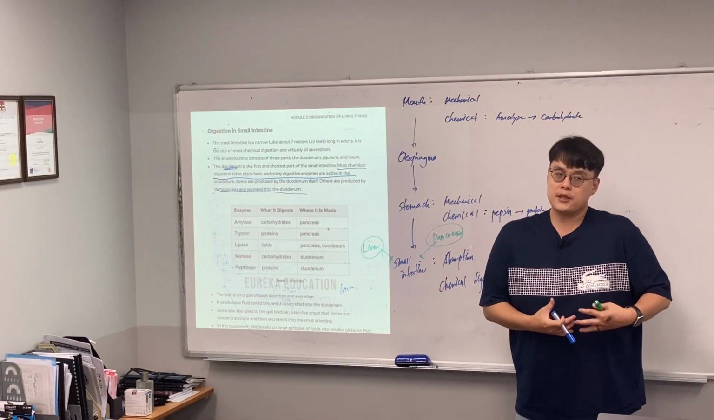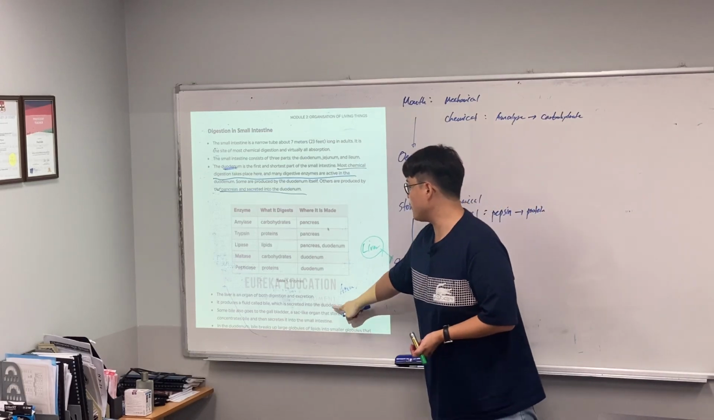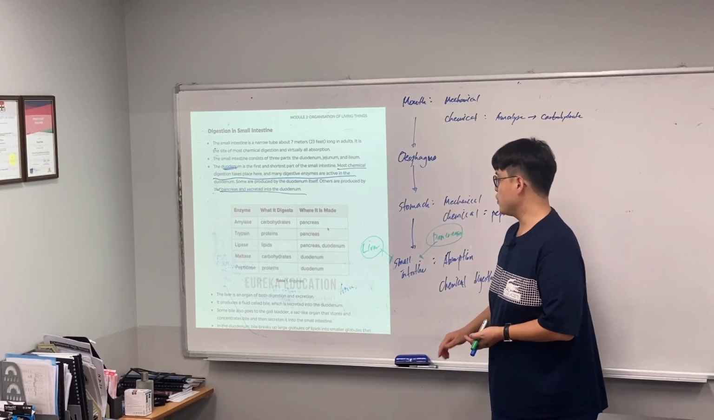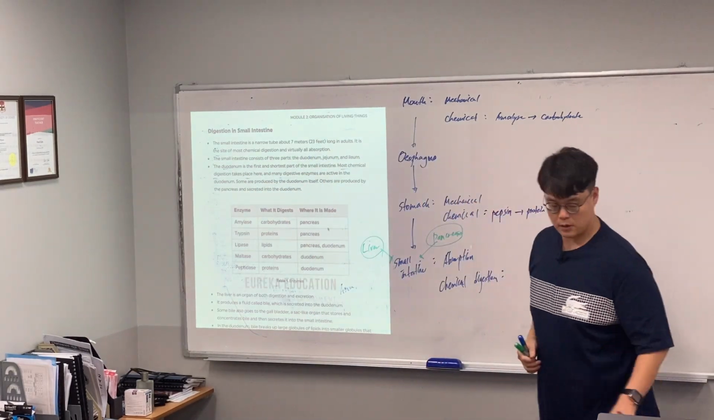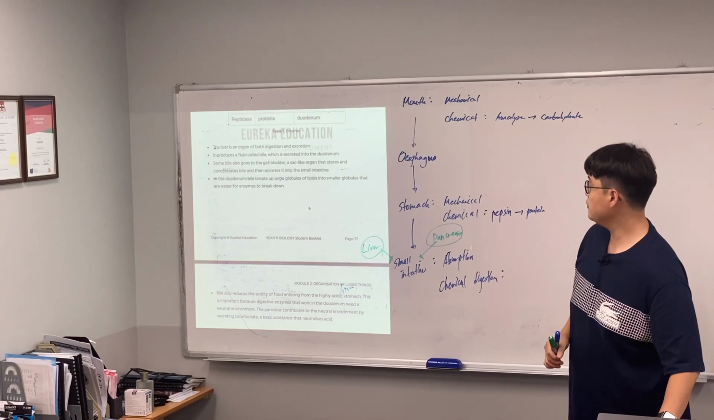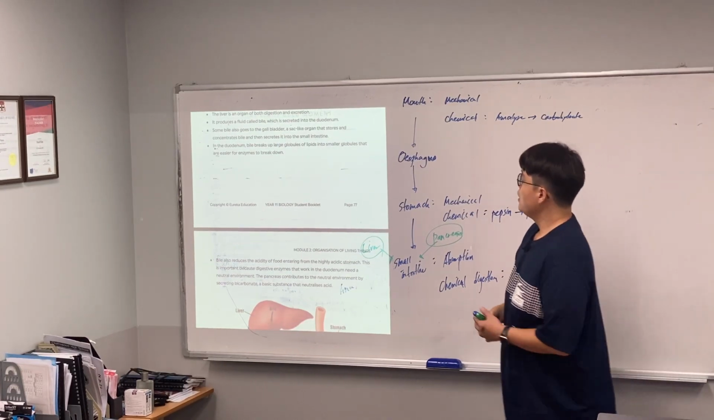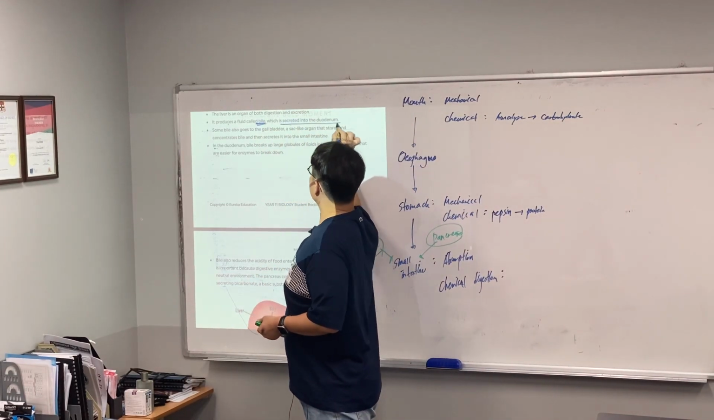So that's the main part. You are digesting everything chemically, with the help of the liver. The liver produces the fluid called bile. It's not really shown in here, but it goes in here. The liver produces the fluid called bile, which is secreted into the duodenum.